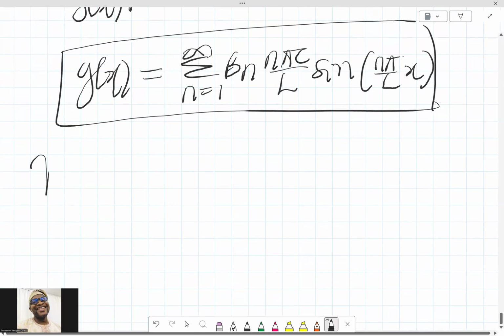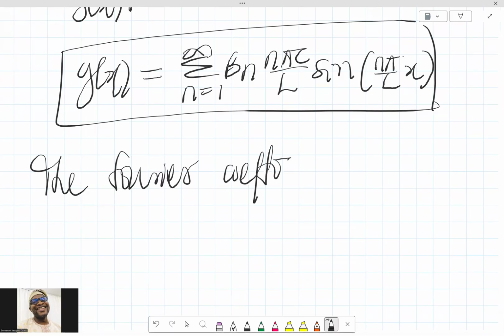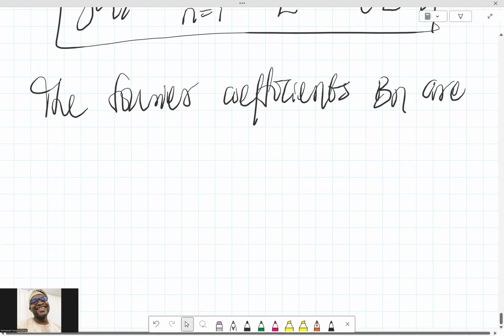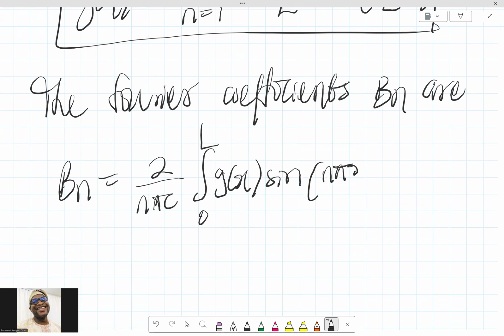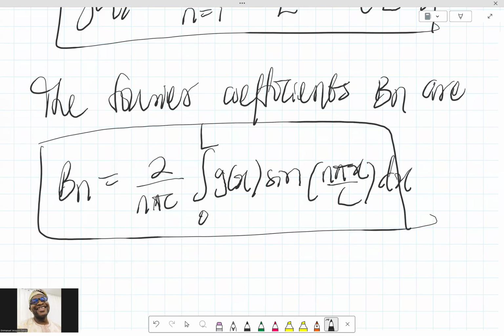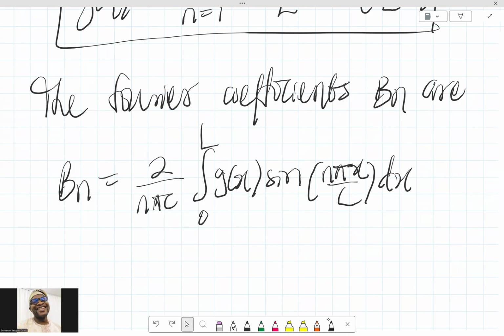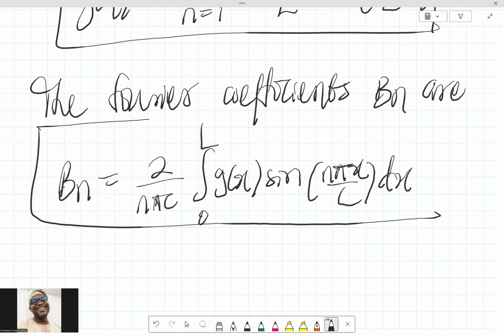So the Fourier coefficients b_n will now be b_n equals 2 over n pi c integral from 0 to L g of x sine n pi x over L dx. So these are the Fourier coefficients.